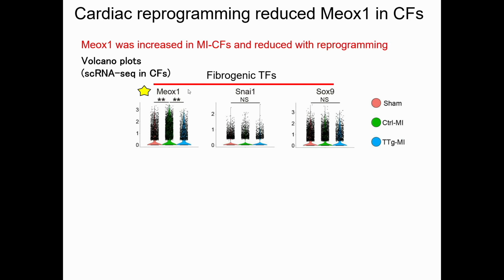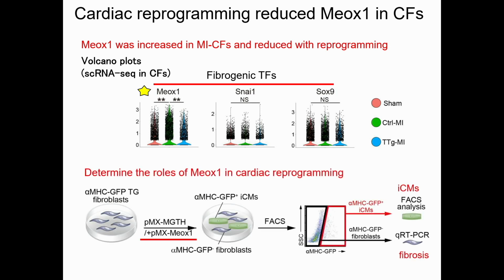Interestingly, we found that only MEOX1 was increased in control MI, which was reduced in triple transgenic mouse, but SNAI1 and also SOX9, both of them known as fibrogenic transcription factors, didn't change much, suggesting MEOX1 might be important for fibrosis in chronic MI and may also regulate antifibrosis induced by cardiac reprogramming. Next, to determine the role of MEOX1 in cardiac reprogramming, we performed an in vitro experiment as shown here.